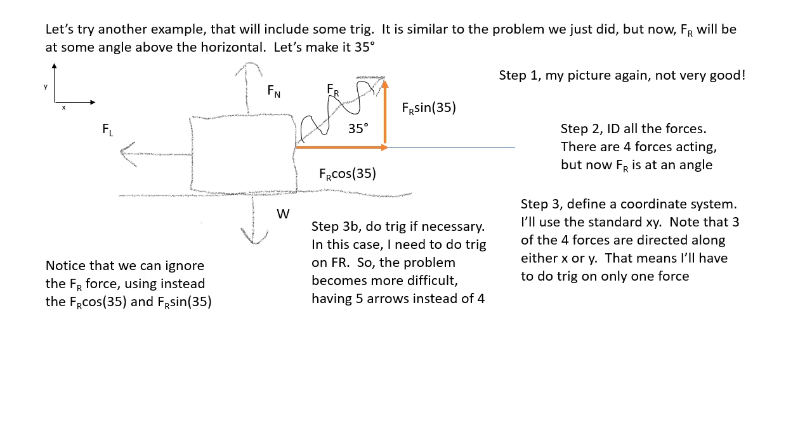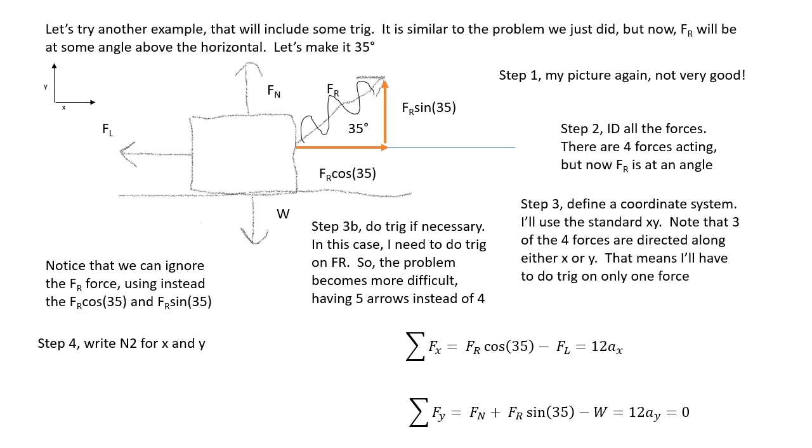So all I'm really doing is replacing one force with 2 forces. Now I can write N2 for both the x and y direction. In the x direction, I get F sub r cosine 35 minus F sub l is equal to 12 a sub x. Very similar to what we had before. The y equation is a little bit different. I now have 3 terms because I have 3 arrows in there. F sub n plus F sub r sine 35 minus w is equal to 12 a sub y.